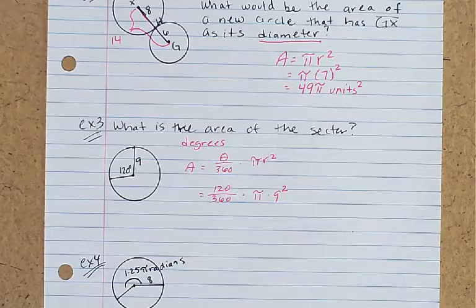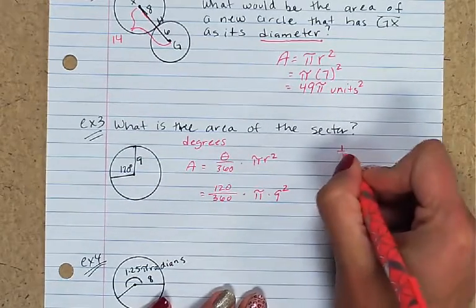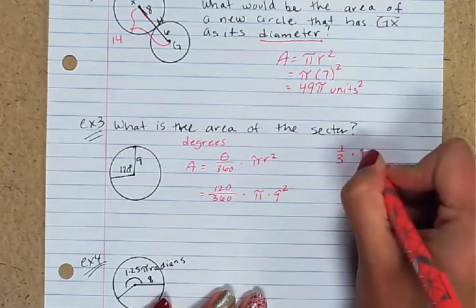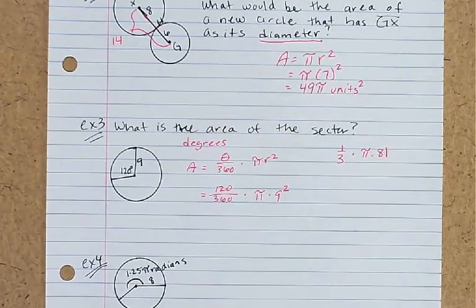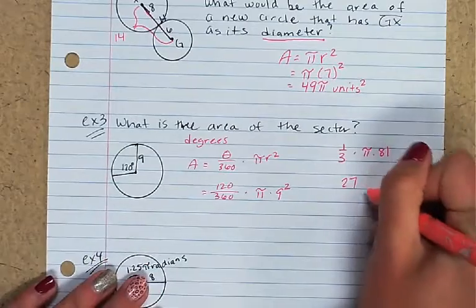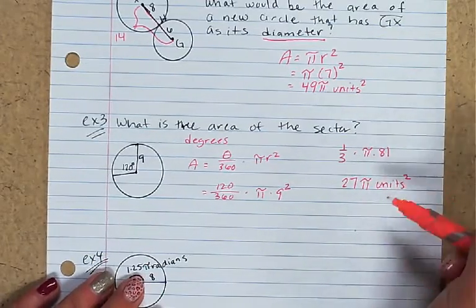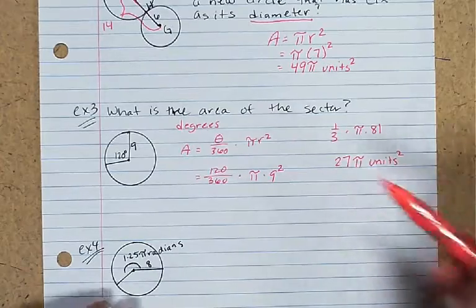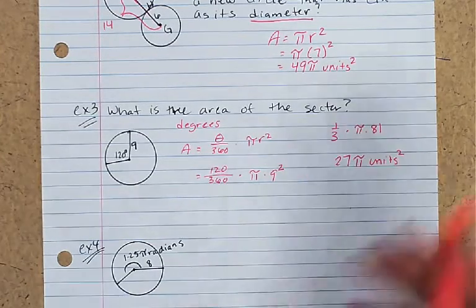So 120 divided by 360 is going to be 1/3 times pi times 81. So 1/3 of 81 is 27. So this, because you can multiply in any order. So we end up with 27 pi square units. And if they want you to use a decimal, just do 27 times pi and write out. I'll do that too, so you can see what that answer is as well.